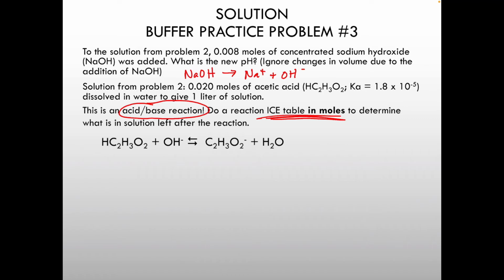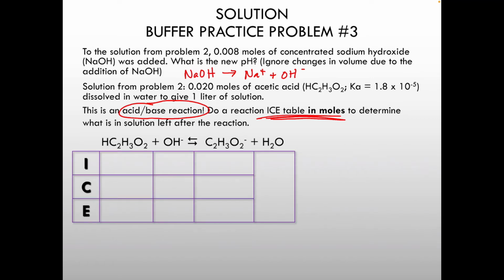So we have our weak acid reacting with our strong base to give our conjugate base and water. So we'll go ahead, we'll make our ice table, and we need our moles. So we have our moles from our last problem. We have 0.020 moles of acetic acid, and we have 0.008 moles of sodium hydroxide. We don't have any moles of our acetate because we didn't put any in there, and we're not going to worry about water because it's in water anyways. We have lots of water.